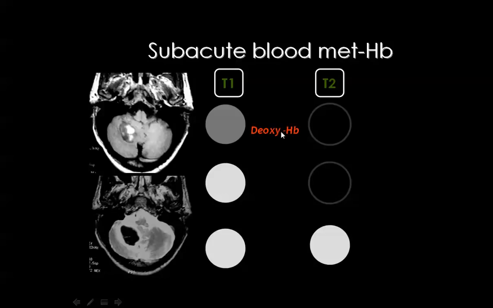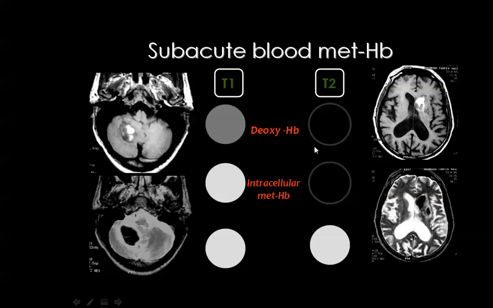Then the oxyhemoglobin or acute blood will appear gray and black in the T2 weighted image. The methemoglobin, which in this phase will be inside the RBCs before rupturing, is known as intracellular methemoglobin. Intracellular methemoglobin will appear bright in the T1 and dark in the T2, while the extracellular methemoglobin or the late subacute hematoma will appear bright in both images.